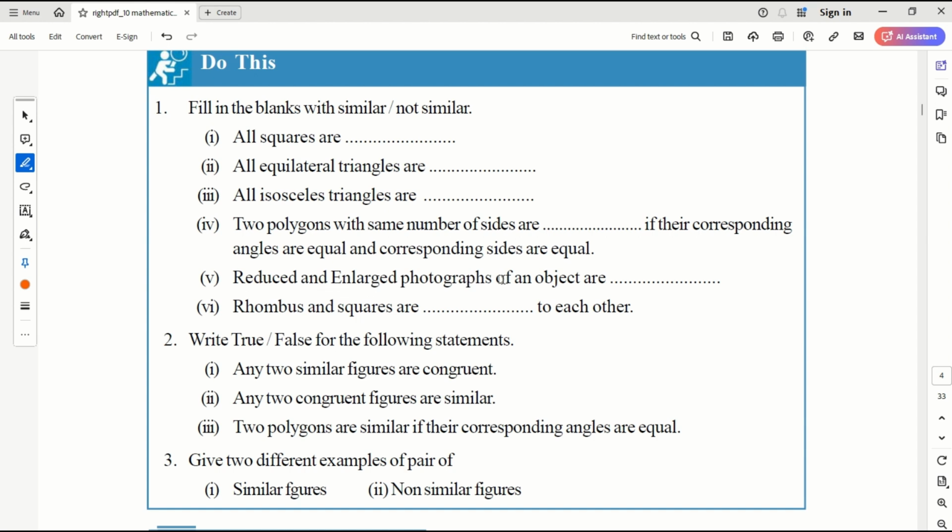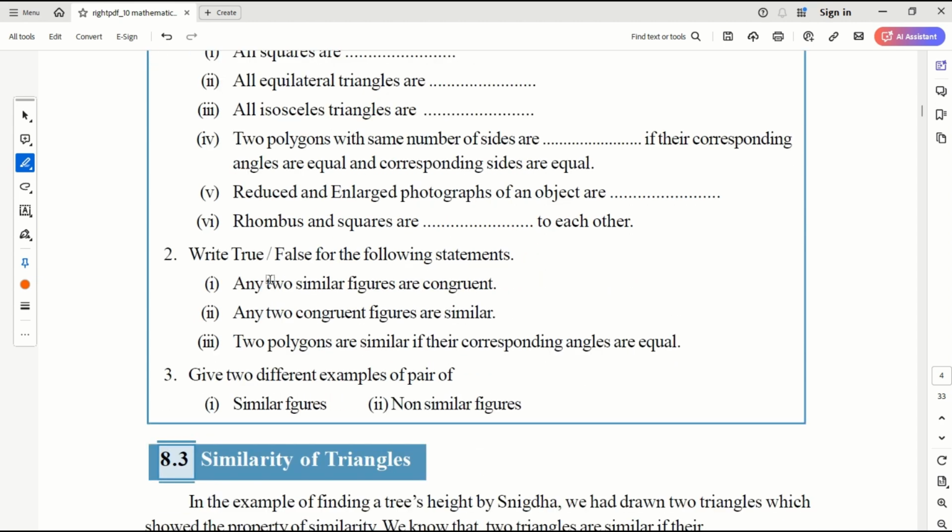Reduced and enlarged photographs of an object are definitely similar because all the ratios will match. Rhombus and squares are not similar to each other. Any two similar figures are congruent? No, this is false. Unless the ratio of corresponding sides is 1, they are not congruent. Any two congruent figures are similar? Yes, this is true. Their ratio of sides is 1, so you can still call them similar.